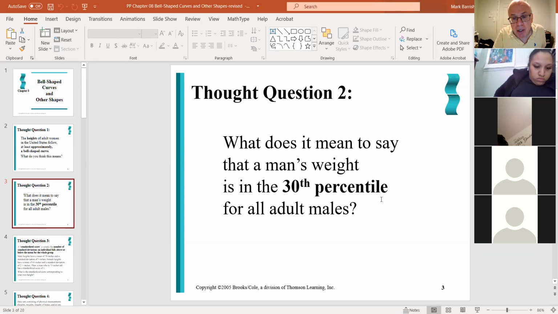Now, the 50th percentile is called the median. The 25th percentile is called the lower quartile. The 75th percentile is called the upper quartile. All right, we just learned about that, right? So those are those special percentiles. The 25th, 50th, and 75th percentiles are part of the five-number summary. Then we have those other ones that are in between, like the 30th percentile, but the definition means exactly the same. 30th percentile, 30% of the males weigh less than that particular weight. Okay?